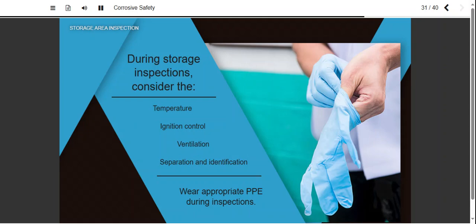Expect the possibility for corrosive residue on the outside of containers. Wear gloves to avoid incidental contact with corrosive chemicals. Review the SDS for incompatibility and reactivity concerns. For example, acids and bases react together, sometimes violently.